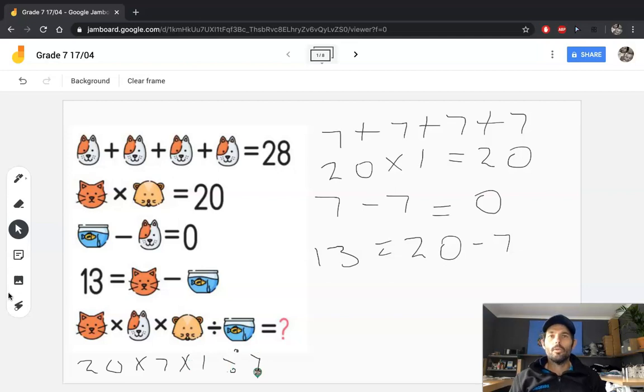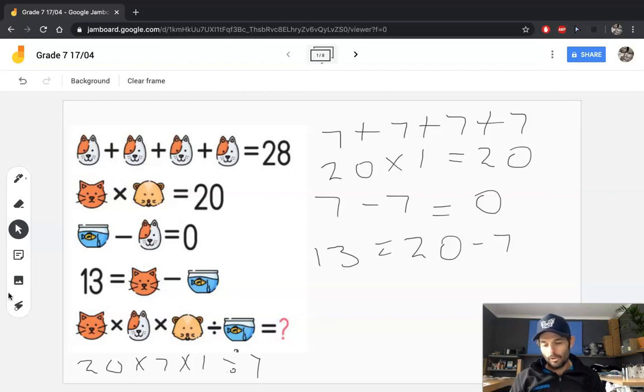Okay, so here the order of operations is important. So listen carefully here. So your division needs to come first. So the first thing you should have done was 1 divided by 7, which is 1 over 7. Then the 20 multiplied by 7, which is 140. And then 140 multiplied by 1 over 7, which is equal to 20.